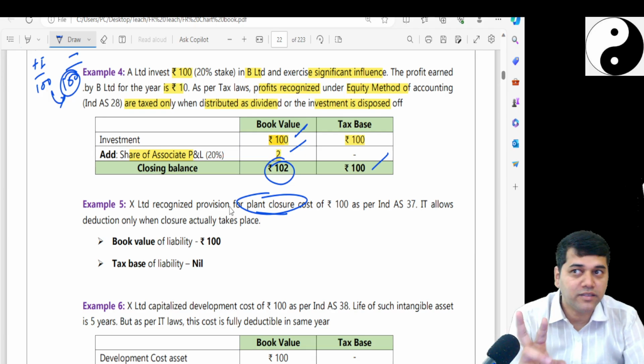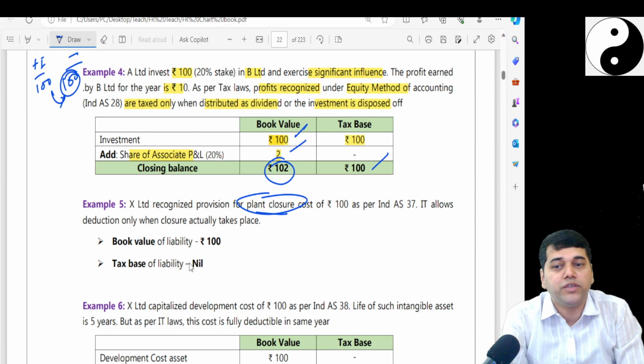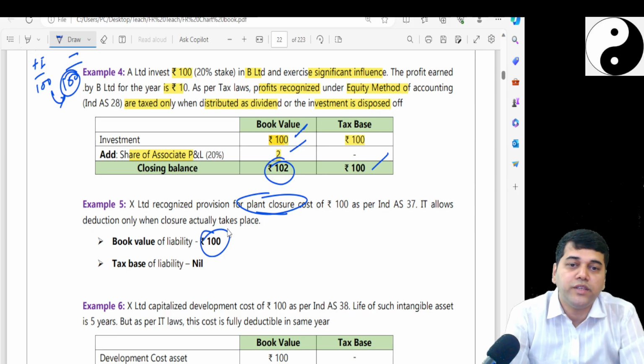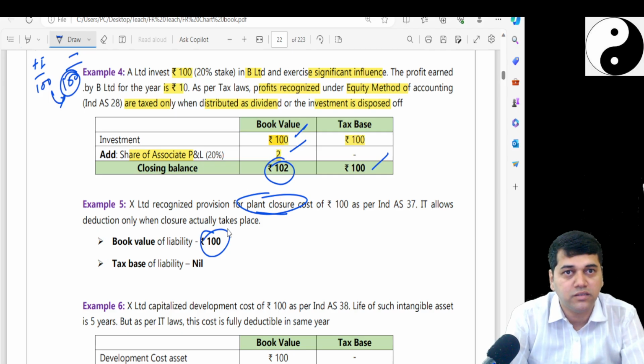Provision. So in this, is any item sitting in the balance sheet? Yes. Which is that? Provision. Now what is the book value of it? 100. Now the question comes, when you claimed this, did the income tax department provide you the deduction?